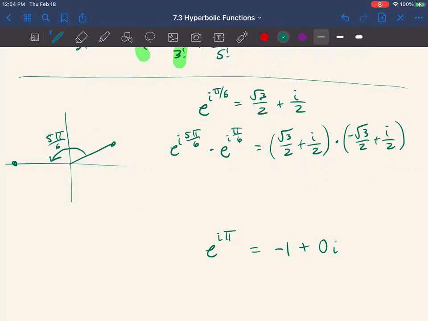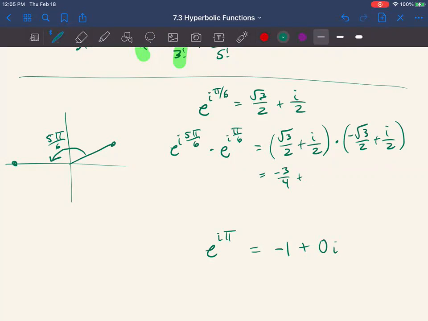And then on the other side, when we do this, we get square root of 3 over 2 times negative square root of 3 over 2. That's going to be -3 over 4. Then we have square root of 3 over 2 times i over 2. That's going to be plus i root 3 over 4. And then we end up with i times i over 2 times negative square root of 3 over 2. That's going to give us negative i root 3 over 4. So those two are just going to cancel out, right? A positive and a negative.